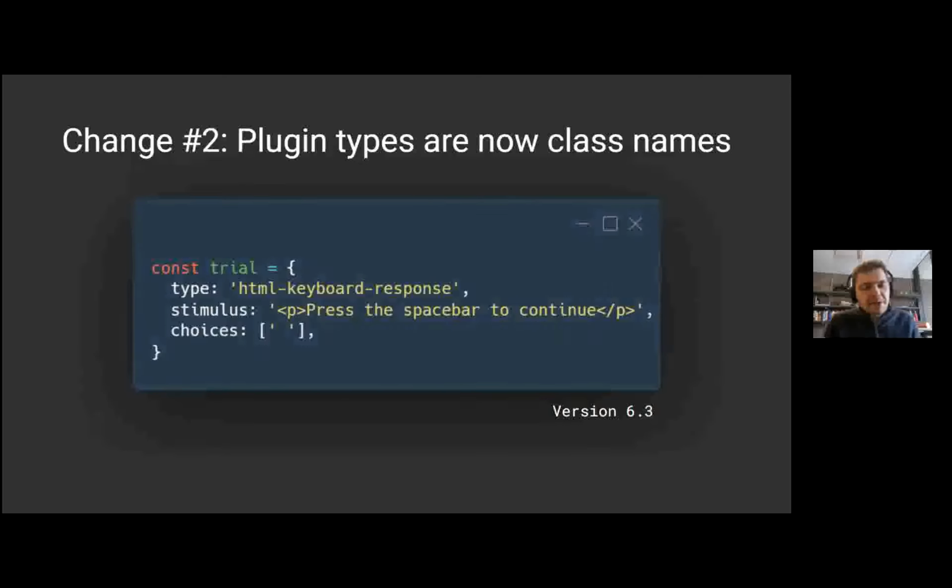Okay, so once you've got your project set up, there's a couple other changes. Change number 2 is kind of a small thing. When you're writing a trial in JSPsych, you declare which plugin you want to use with the type parameter. In version 6.3, that would have involved typing in a string, like the one you would put in for the HTML keyboard response plugin. In version 7, you'll use the class name of the plugin instead.